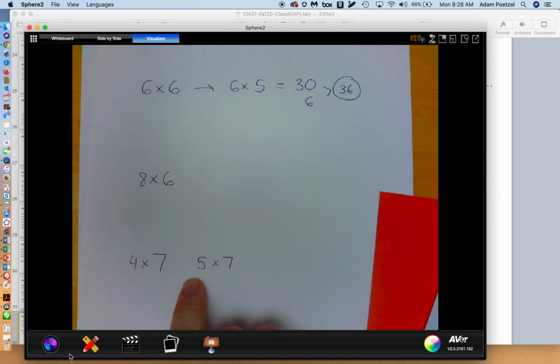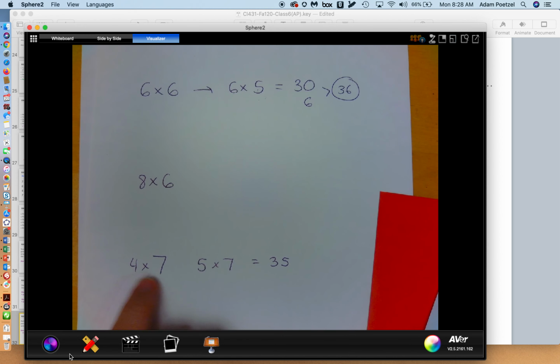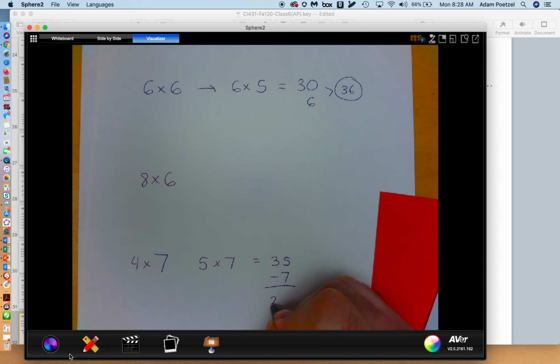Again, it's the same as having like 7 5s: 5, 10, 15, 20, 25, 30, 35. I know that's 35. But I only wanted 4 groups of 7. So that means I have a group of 7 too many. So if I take that away and bring that back, I would get down to 48.